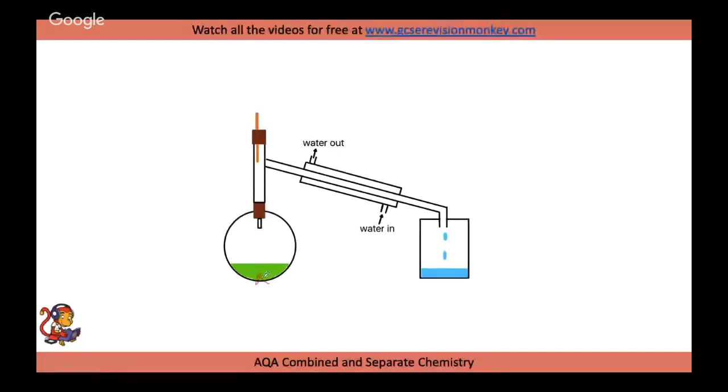So we have in here some salty water. It shouldn't be green, but it just is. It might have other bits in it as well, but some salt water here in a round bottomed flask. We're going to heat that up until the boiling point of water, which is 100 degrees. And then the water will cool down and condense through this condenser.